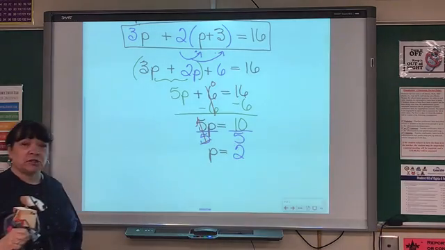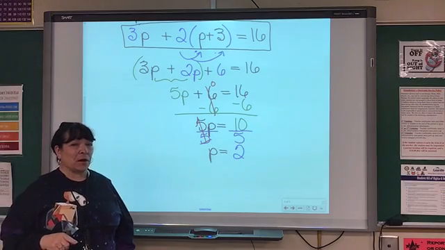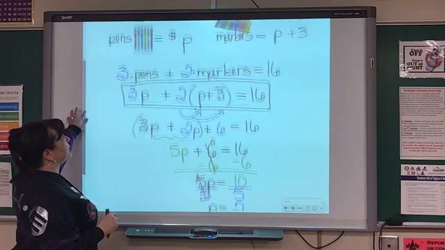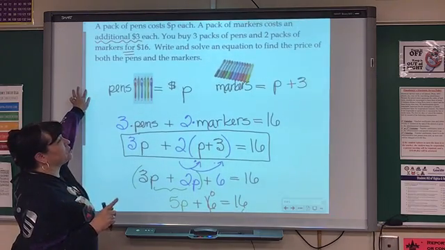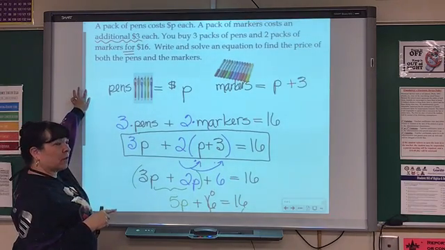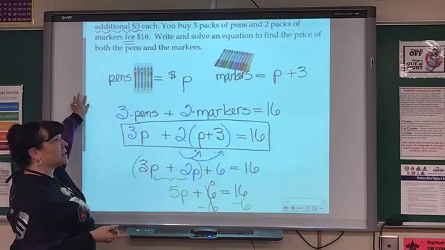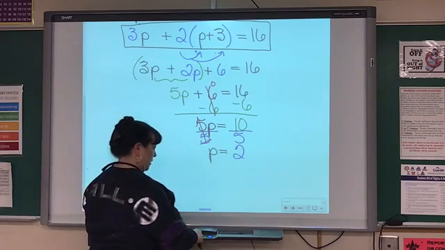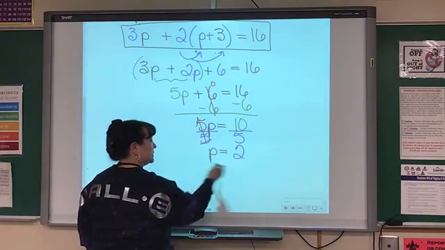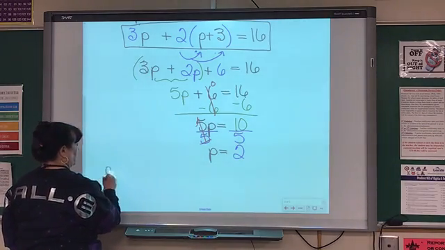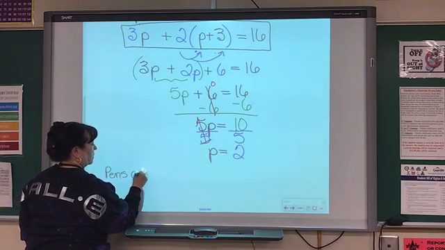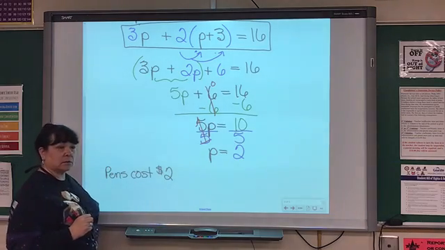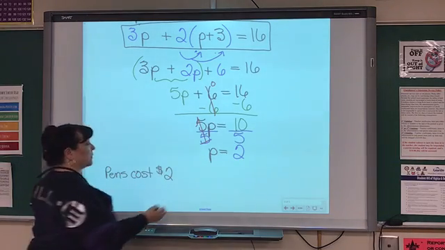I've solved my equation, but remember, this is a word problem. Have I answered my question? So I go back and I look at it, and it says, write and solve an equation to find the price of both the pens and the markers. Okay. So what I found here is that pens cost $2. That's what P was.